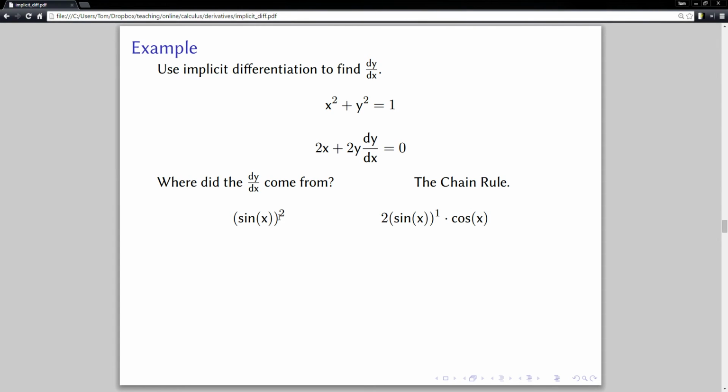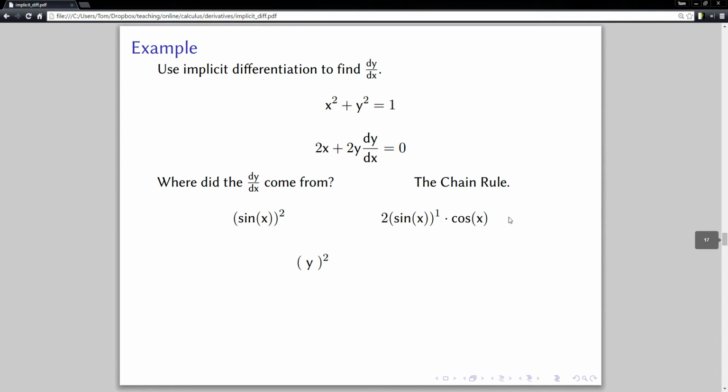Using the chain rule, right? I would take the derivative of the outside, bring that 2 down, drop this power to 1 using the power rule, then leave the inside part alone. And then the very last step would be to multiply by the derivative of the inside part. Well, the inside part we know is sine x, and so its derivative will be cosine x. Okay, so we're able to do that no problem.